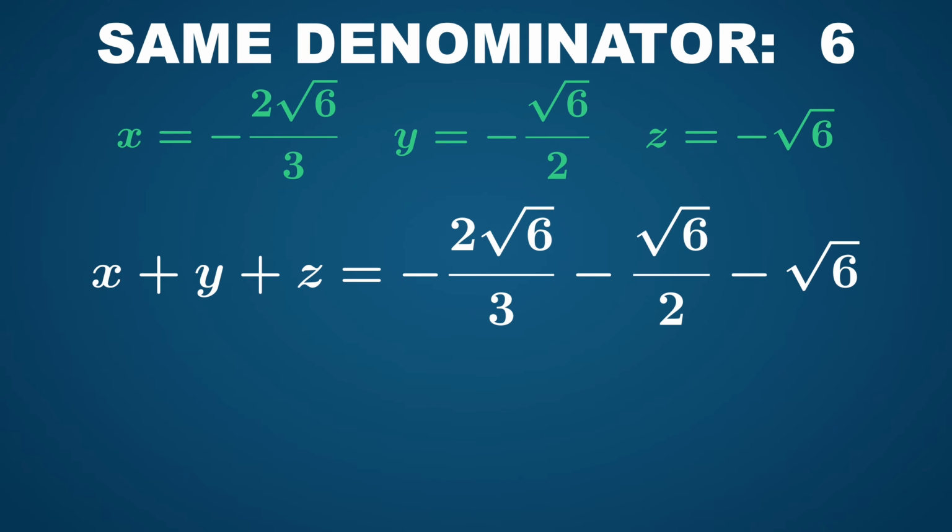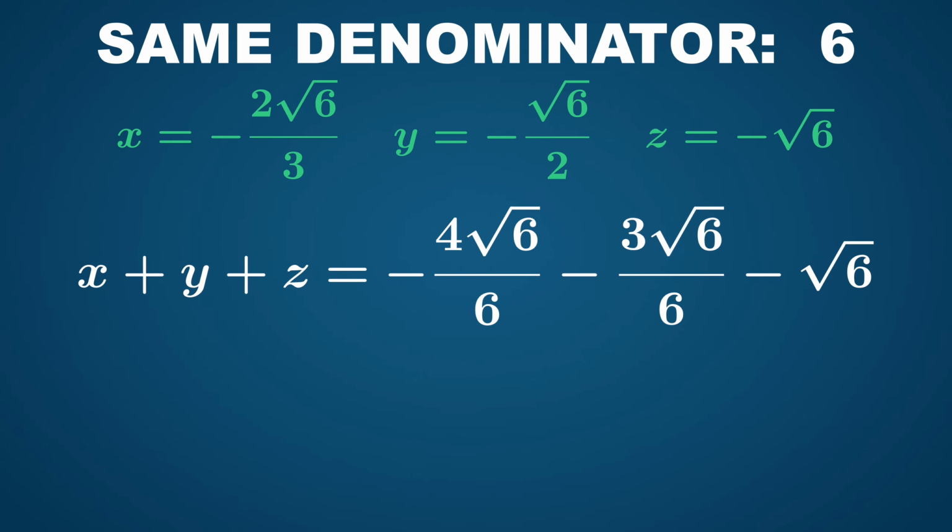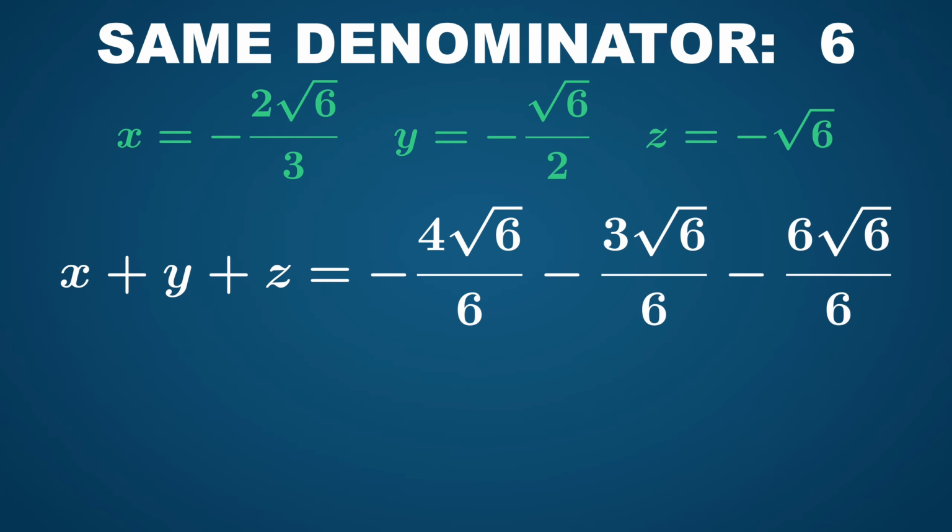We will use the same common denominator of 6 that we calculated earlier. The first fraction becomes negative 4 root 6 divided by 6. The second fraction becomes negative 3 root 6 divided by 6. The third term becomes negative 6 root 6 divided by the number 6.